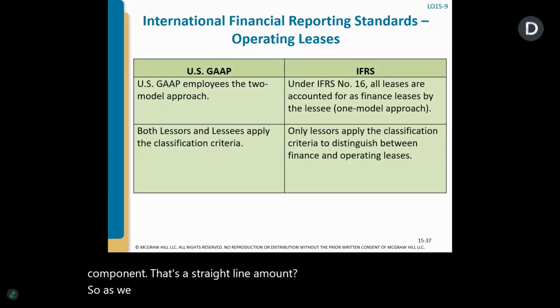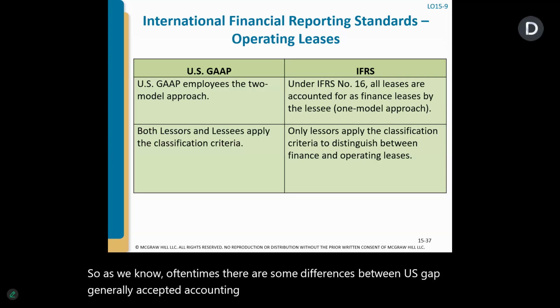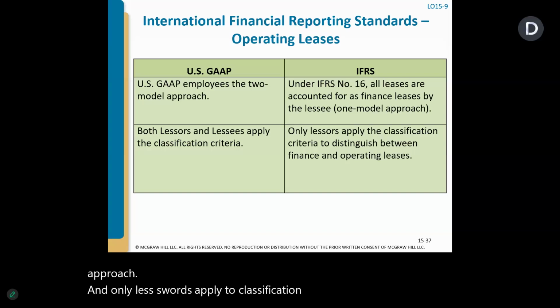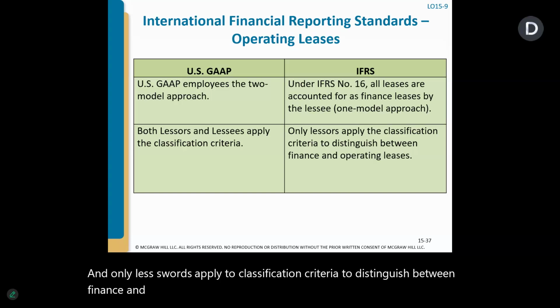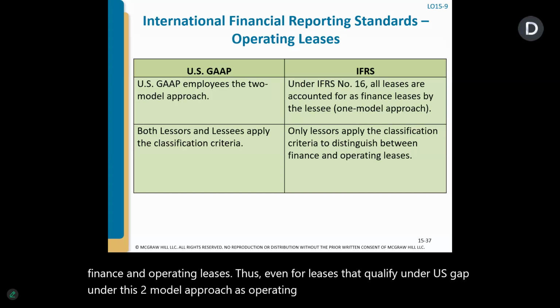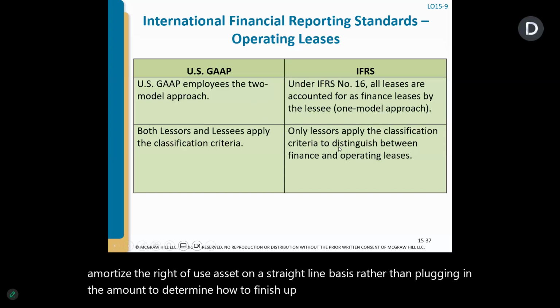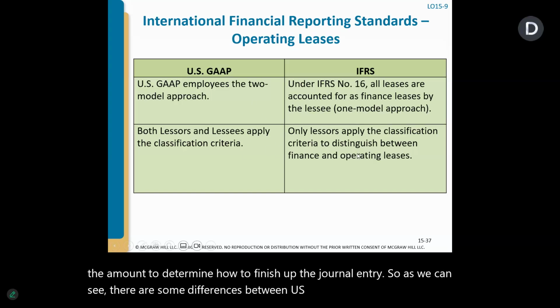So as we know, oftentimes there are some differences between US GAAP, generally accepted accounting principles, in comparison to IFRS, International Financial Reporting Standards. So under IFRS 16, all leases are accounted for as financing leases by the lessee. There's what's called a one model approach. And only lessors apply the classification criteria to distinguish between finance and operating leases. Thus, even for leases that qualify under US GAAP under this two model approach as operating leases, the lessee is going to amortize the right of use asset on a straight line basis rather than plugging in the amount to determine how to finish up the journal entry. So as we can see, there are some differences between US GAAP and IFRS.